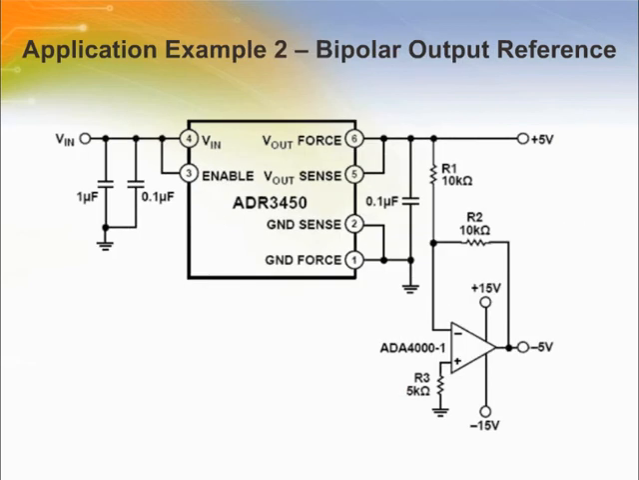This figure shows a bipolar reference configuration. By connecting the output of the ADR3450 to the inverting terminal of an operational amplifier, it is possible to obtain both positive and negative reference voltages. R1 and R2 must be matched as closely as possible to ensure minimal difference between negative and positive outputs. Resistors with low temperature coefficients must also be used if the circuit is used in environments with large temperature swings. Otherwise, a voltage difference develops between the two outputs as the ambient temperature changes.